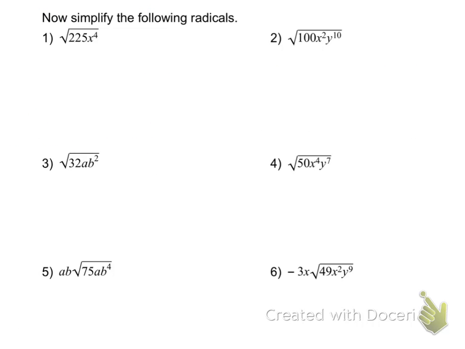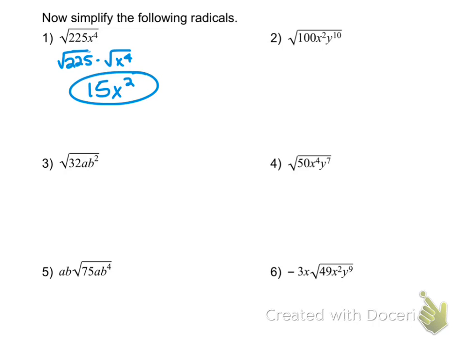All right, so let's look at these here. So we have the square root of 225 x to the 4th power. The square root of 225 is 15. So I could really write it like this, times the square root of x to the 4th. Well, x to the 4th is an even power, which makes it really nice and pretty. So that's going to be x squared, and the square root of 225 is 15. So 15x squared. It won't always be that nice and pretty, but this time it is.